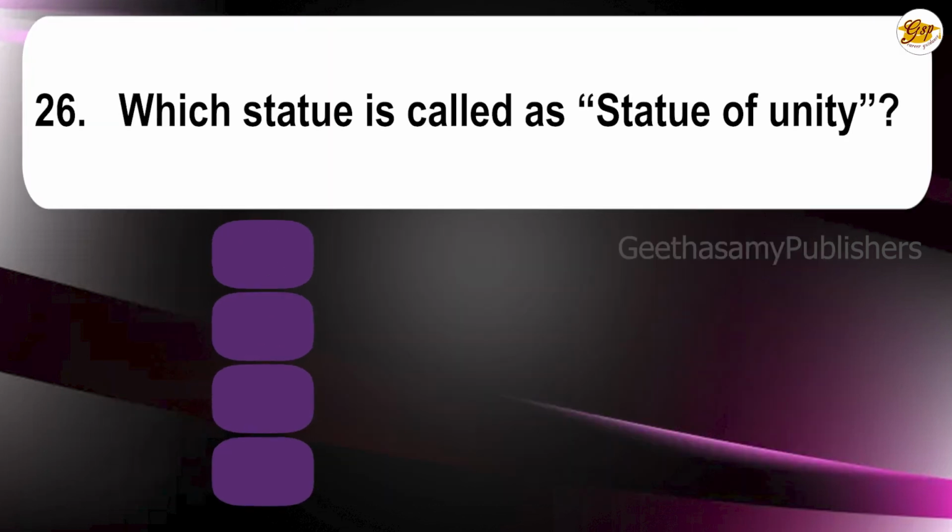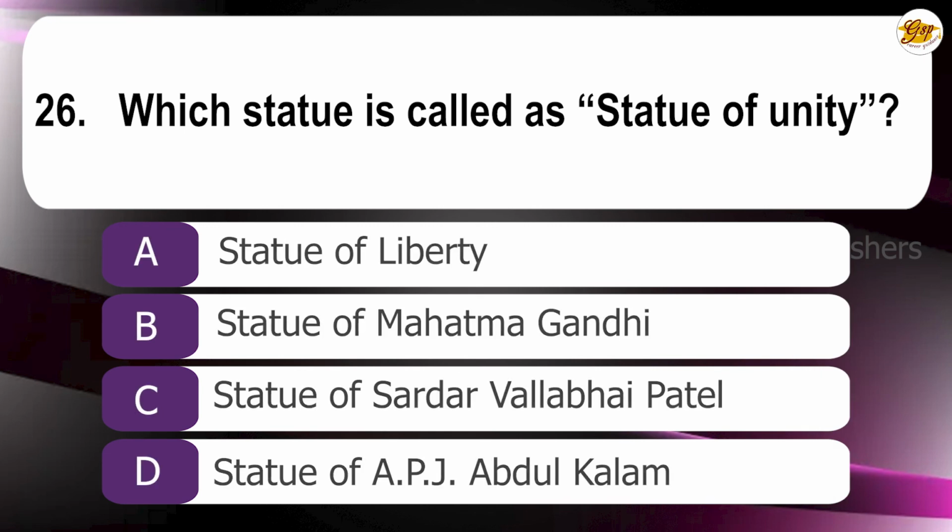26th question. Which statue is called Statue of Unity? A. Statue of Liberty. B. Statue of Mahatma Gandhi. C. Statue of Sardar Vallabhbhai Patel. D. Statue of A.P.J. Abdul Kalam. The correct answer is C. Statue of Sardar Vallabhbhai Patel.